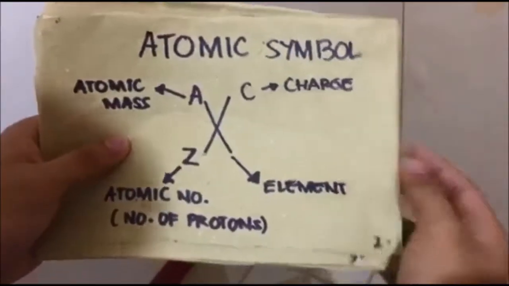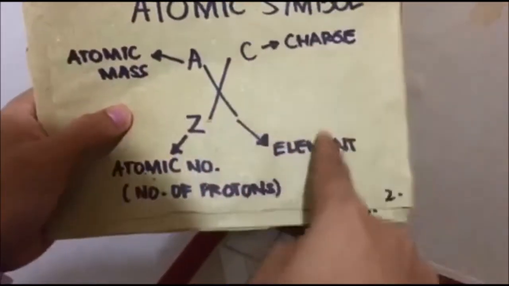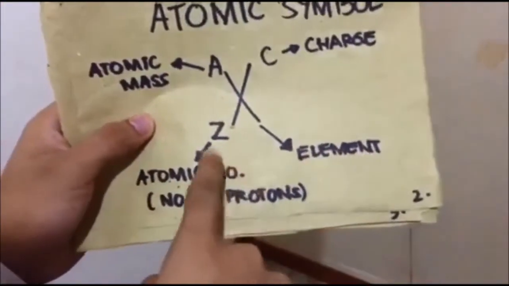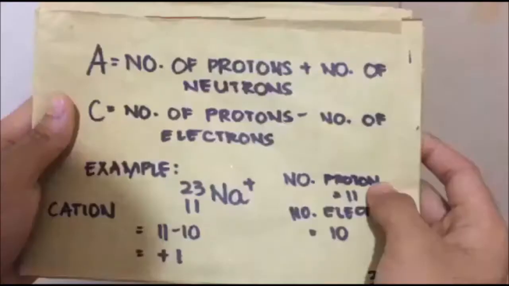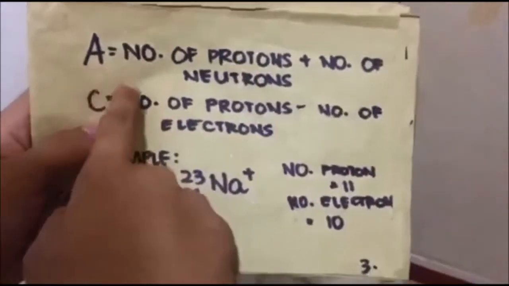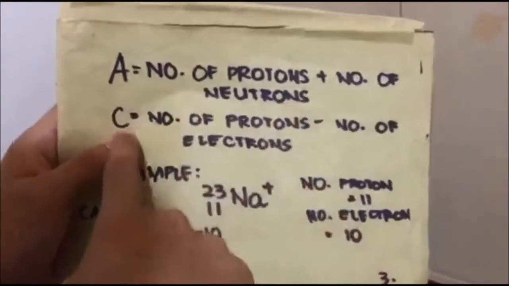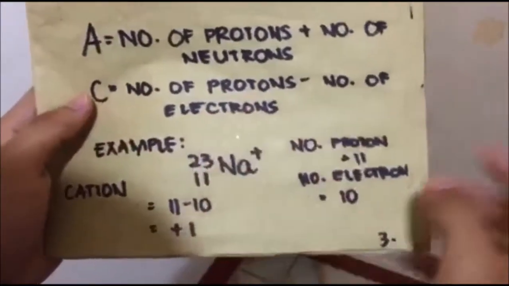The next one I will be discussing to you is the atomic number of the elements. Atomic symbol. A is for atomic mass, C is for charge, and this one is the element, and Z is the atomic number or number of protons. Next one, atomic mass is number of protons plus number of neutrons. And for the charge, number of protons minus the number of electrons.